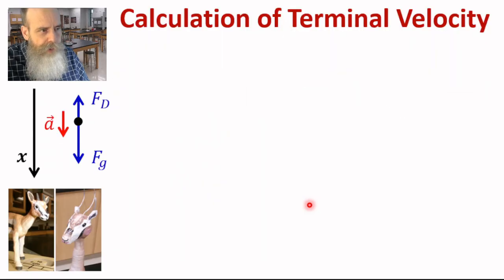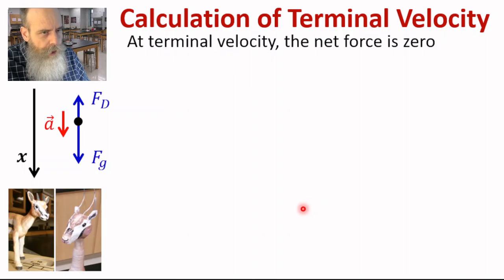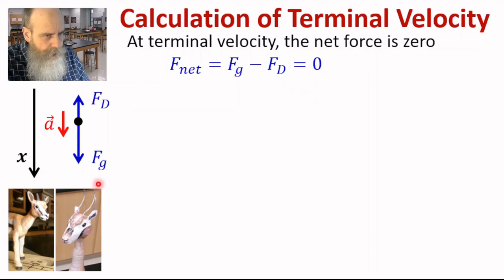Let's calculate the terminal velocity. At terminal velocity, the net force is 0. So here's the net force: Fg minus Fd equals 0, and we're using this free body diagram. So Fd equals Fg when it is at terminal velocity.